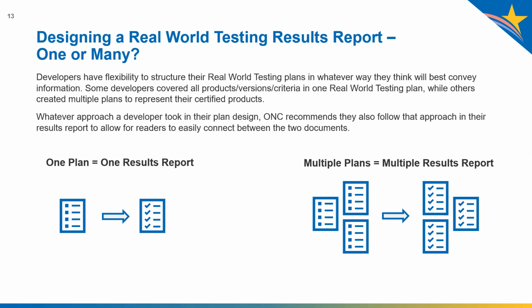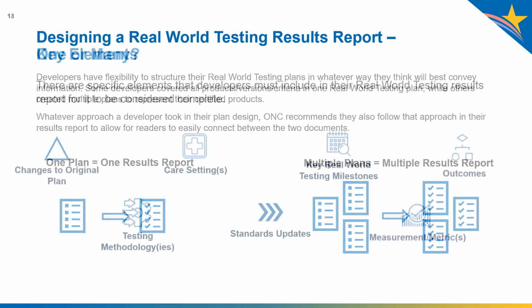We do know that you might find that you would prefer to do it differently going forward. So what we recommend, if that's your case, is that for your next plan, you make those tweaks there, and then you can align that with the results report associated with that particular year's plan, as opposed to switching that approach from a plan to a results report for the same year of real world testing. All right, so hopefully that makes sense to everyone.